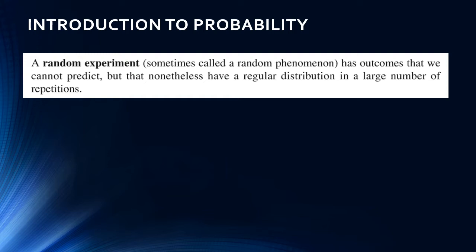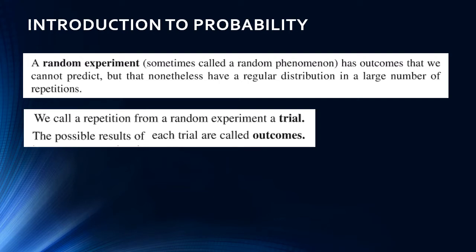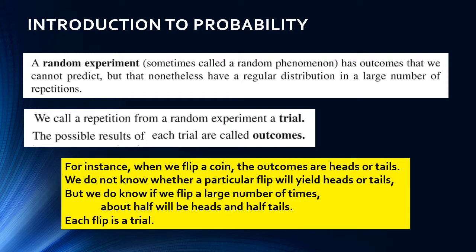So let's look at some vocabulary. A random experiment, sometimes called a random phenomenon, has outcomes that we cannot predict, but that nonetheless have a regular distribution in a large number of repetitions. Okay? We call a repetition from a random experiment a trial. The possible results of each trial are called outcomes. I'm going to give you an example in a minute, so this will explain.